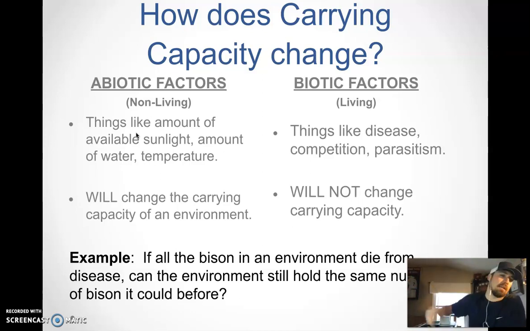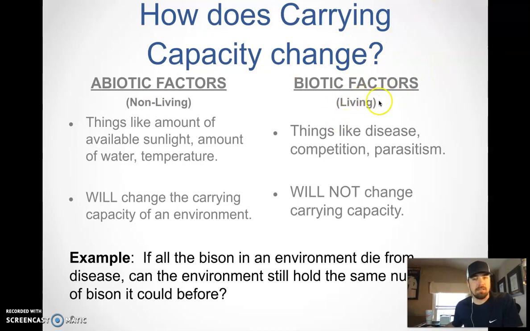If we're talking out in the natural world, sunlight could be a factor that affects the carrying capacity based on if plants are growing. If there's no sunlight and the plants don't grow, can that change how many deer that area can support? Absolutely it can. So then we look at biotic factors.